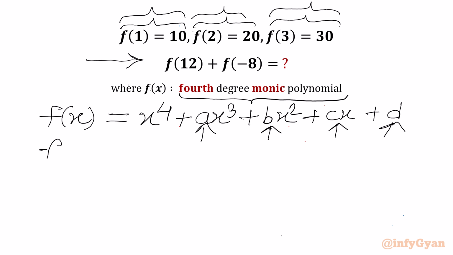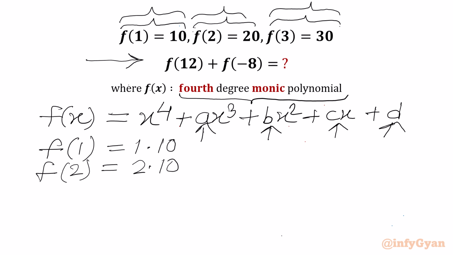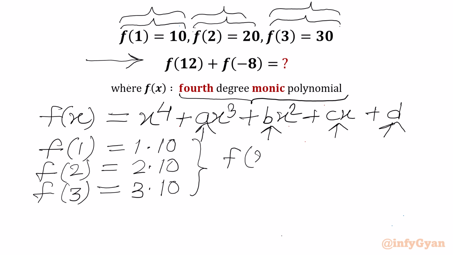So let us write what is given to us. f of 1 is 10, I can write 1 times 10. f of 2 is given to us 20, so I can write 2 times 10 is 20. f of 3, this is 30, and 30 can be factorized as 3 times 10. Now if I sum up all the three equations, then I can write f(x) equal to 10x for x equal to 1, 2 and 3.